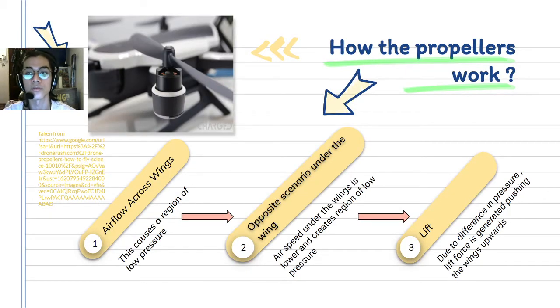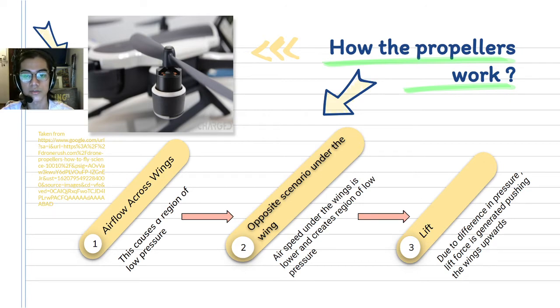Next, let's see how a propeller works. So the first step is airflow across wings. This causes a region of low pressure.